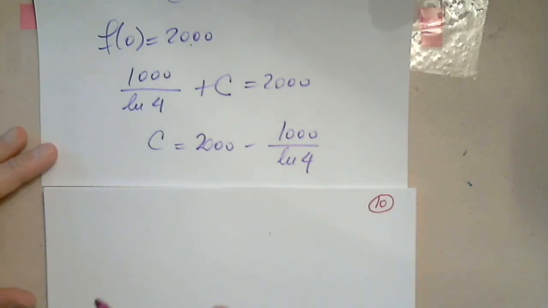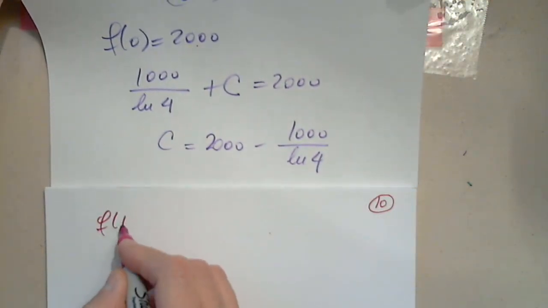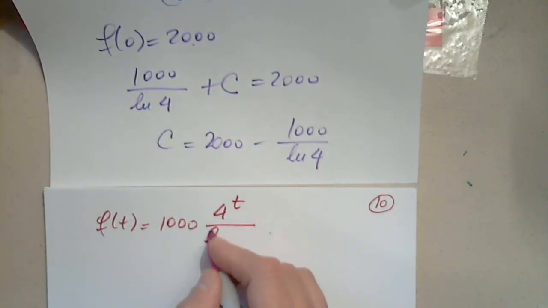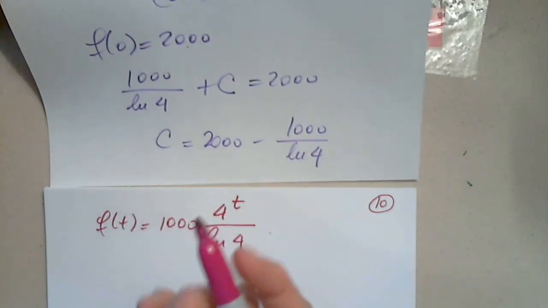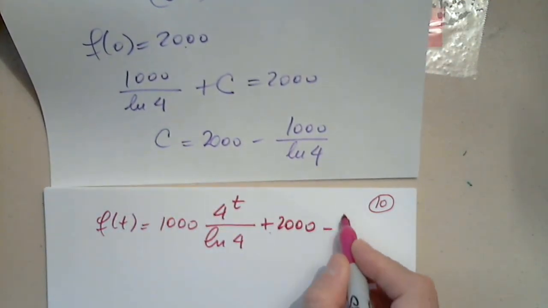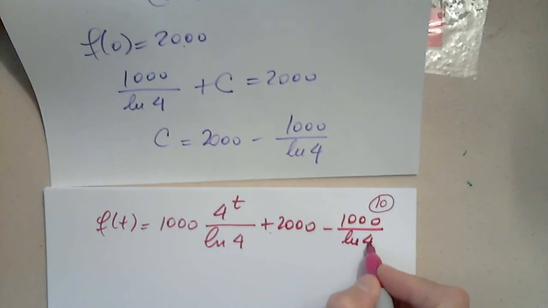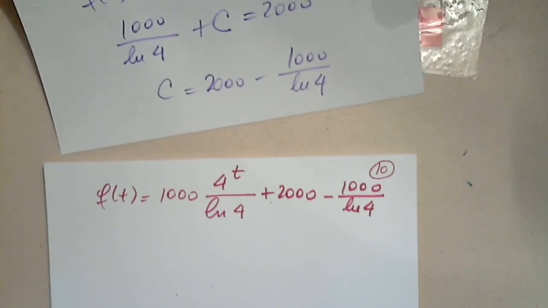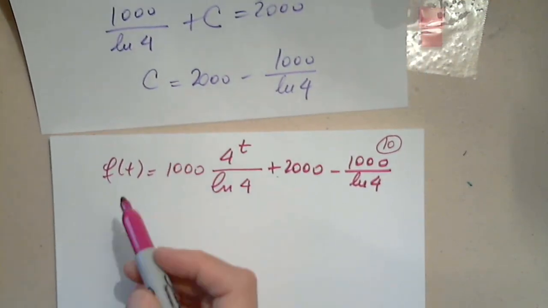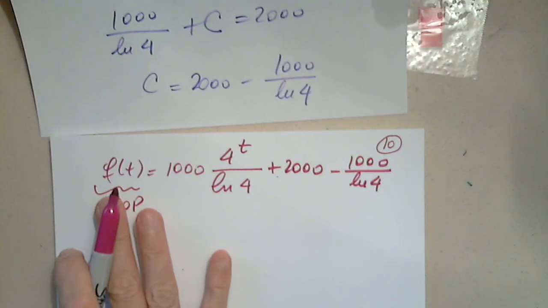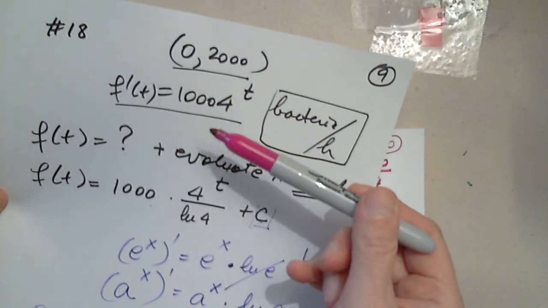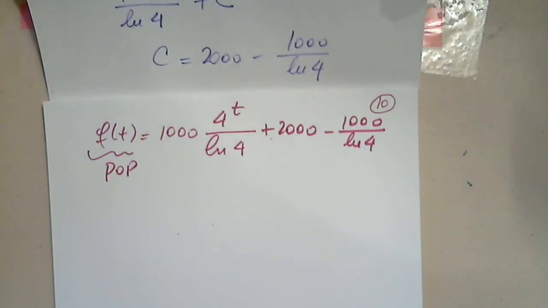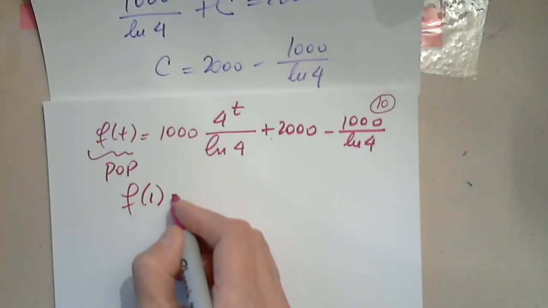Very nice problem you picked. Thank you. So f of t equals 1,000 times 4 raised to t over natural log 4, plus 2,000 minus 1,000 over natural log 4. So now they're asking us to find what is the population after 1 hour. This is the population, not the rate of change, because we determine from the velocity, we determine the distance, if you want, quote unquote. It's the same process. So now they want us to determine f of 1.